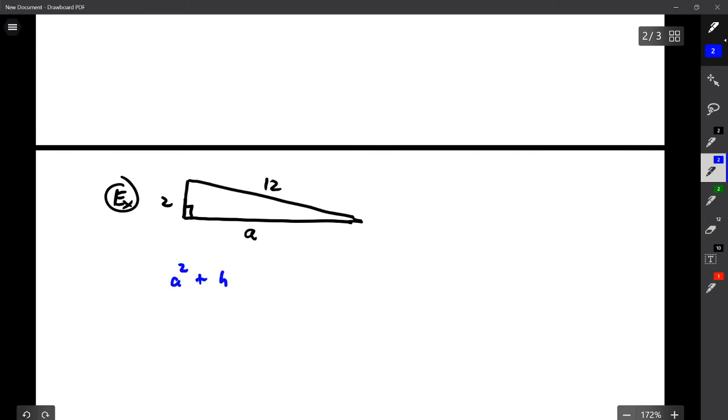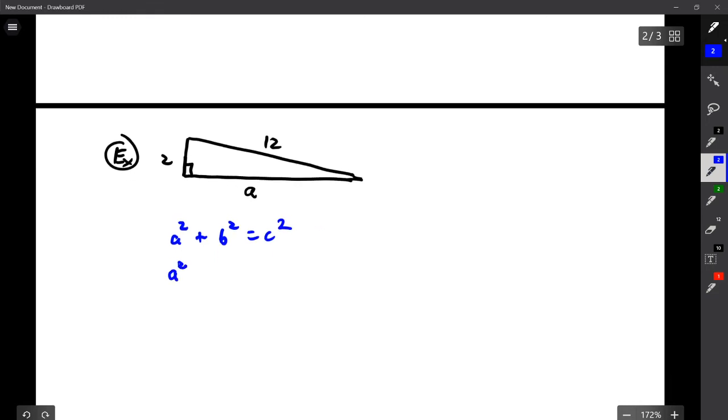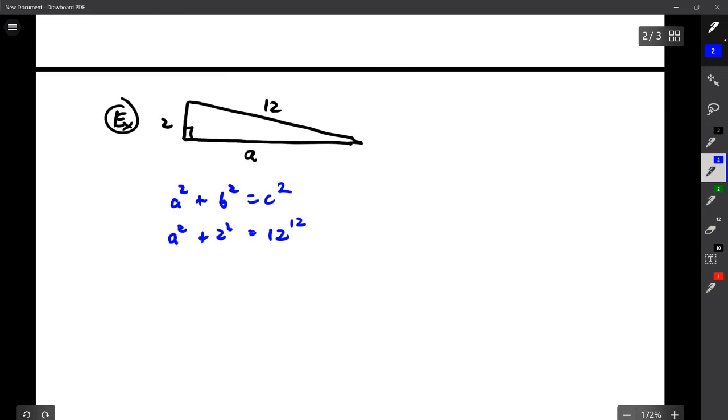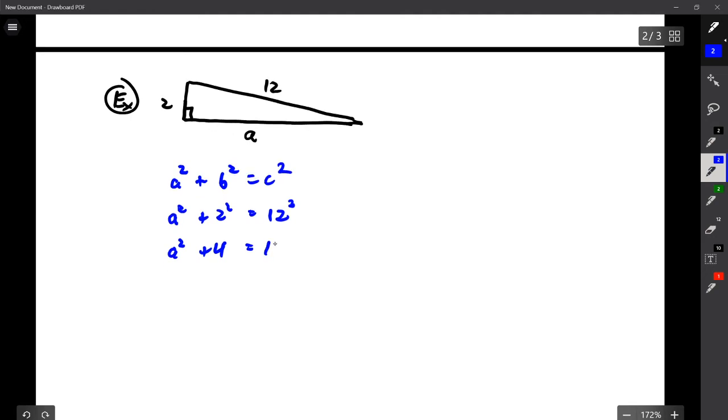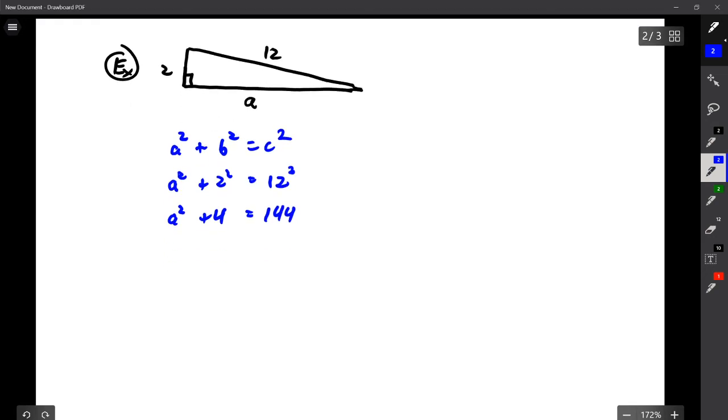So then what we can say is the formula A squared plus B squared equals C squared. Let's plug in what we know. We don't know what A is, so we still have A squared. B squared, that's 2 squared, equals C squared, which is 12 squared. So we have A squared plus 4 equals, oh wow, I actually wrote 12 to the 12th. 12 squared, there we go. 12 squared is 144, so 144. So then what do we get? We would subtract 4 from both sides. So we would get A squared equals 140.